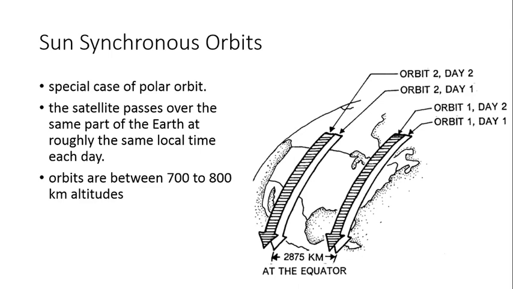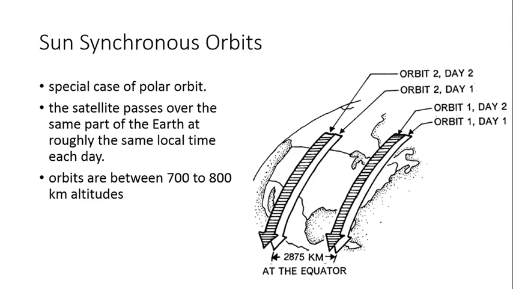Next comes sun synchronous orbit. Sun synchronous orbit is a special case of polar orbit. Like polar orbit, the satellite travels from north to south pole as Earth turns below it. In a sun synchronous orbit, the satellite passes over the same part of Earth at roughly the same local time each day. Once again, I want to say that the satellite passes over the same part of Earth at roughly the same local time each day.